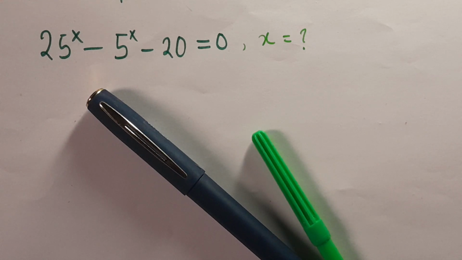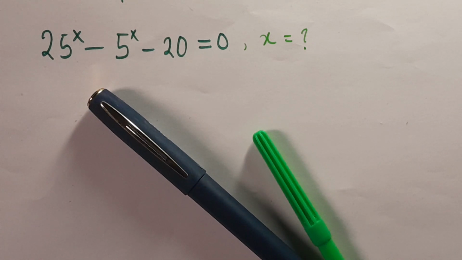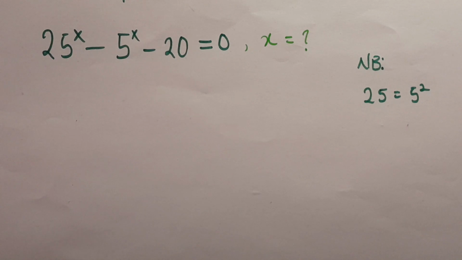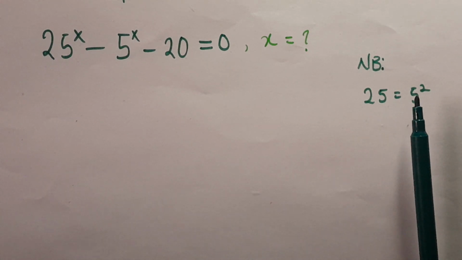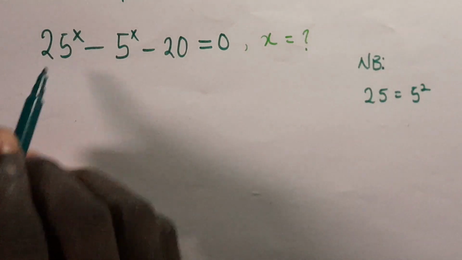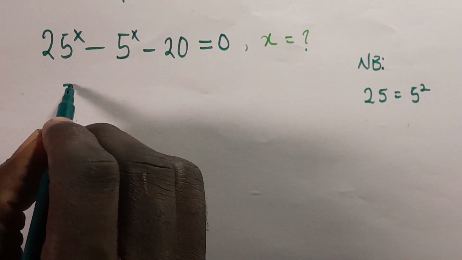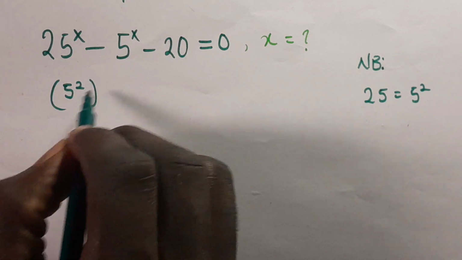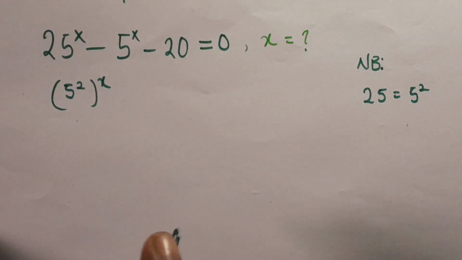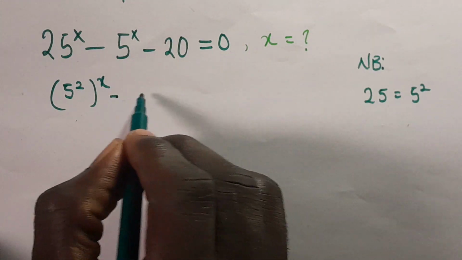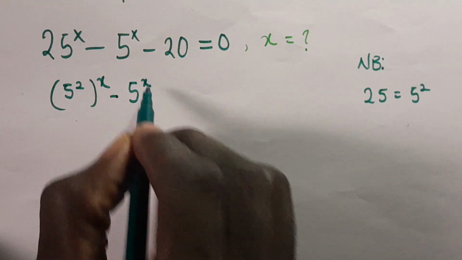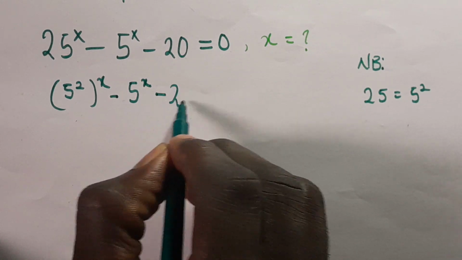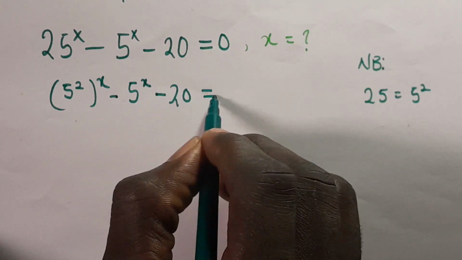Today we want to find the value of x in this exponential function. We have 25 raised to x minus 5 raised to x minus 20 all equals 0. Now from here we know that 25 equals 5 raised to power 2. So when we substitute this, we can have it to be 5 raised to power 2, all in bracket of x, then minus 5 raised to x minus 20 equals 0.